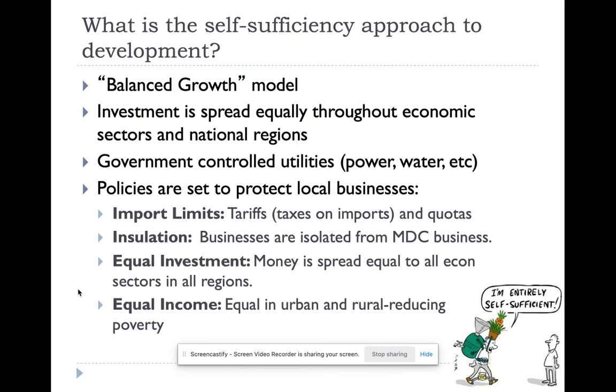So the first one we're going to look at is the self-sufficiency model. It's also known as the balanced growth model, right? And that's where you go away from international trade. You try to block imports and competition with your domestic businesses and industries by doing things like adding high tariffs, and insulating businesses from MDC businesses, and trying to eliminate maybe unfair competition from MDCs. So what you're going to see is a balanced but small growth, right?